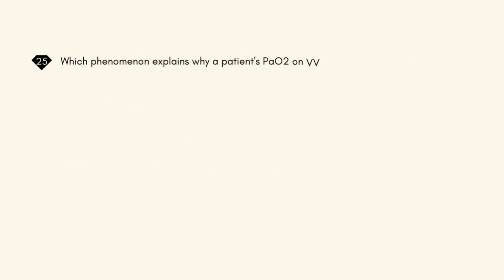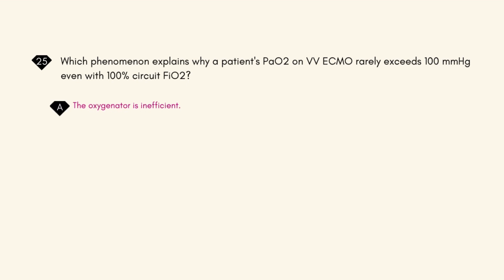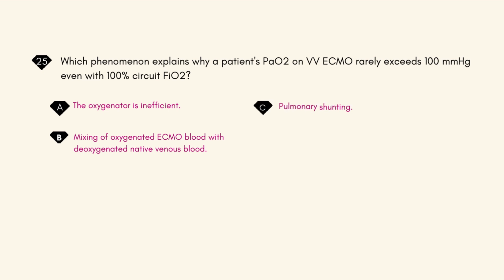Which phenomenon explains why a patient's PaO2 on VV ECMO rarely exceeds 100 mm of mercury even with 100% circuit FiO2? A. The oxygenator is inefficient. B. Mixing of oxygenated ECMO blood with deoxygenated native venous blood. C. Pulmonary shunting. D. Both B and C.